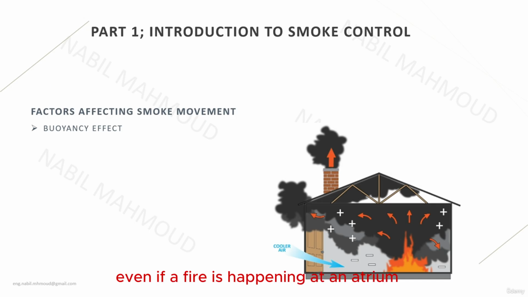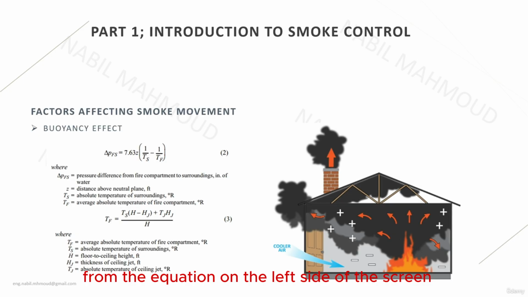This means that even if a fire is happening at an atrium ground floor, it will fill the top floor with smoke before even the ground floor fills with the smoke, and this is due to the buoyancy effect of the smoke. And this in turn exerts a pressure difference due to this upward force, and the pressure difference can be expressed from the equation on the left side of the screen, which is a delta BFS.